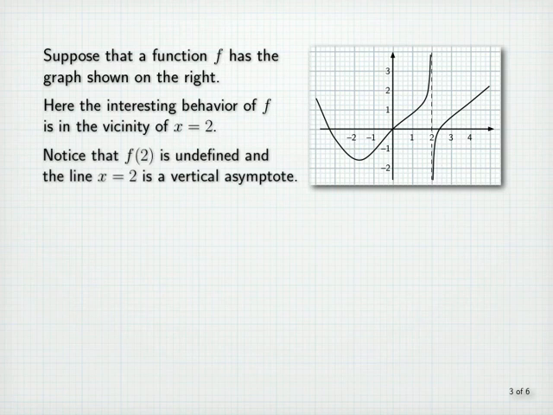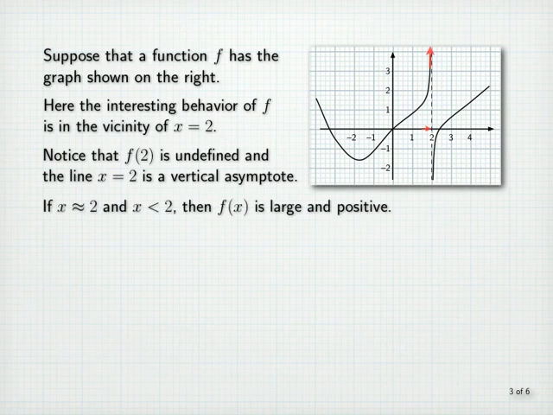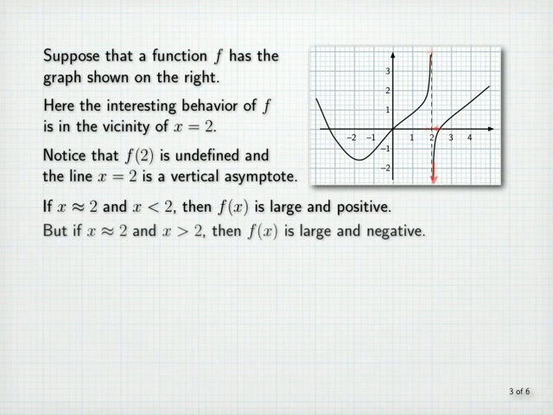If x is close to 2 while less than 2, then f of x is large and positive. In fact, the closer x is to 2 while less than 2, the larger f of x is. If x is close to 2 while greater than 2, then f of x is large and negative.